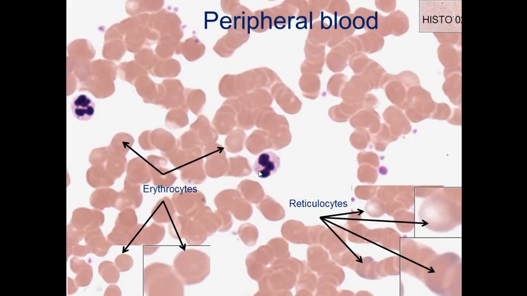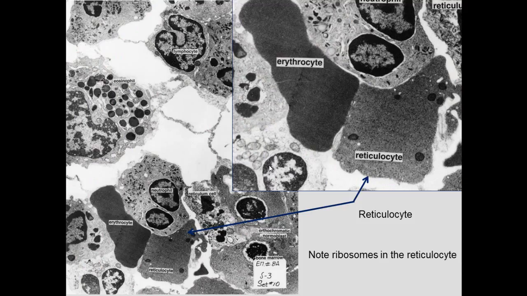We see a couple of neutrophils. And here we can see these are erythrocytes, electron microscopic view, which is very dense because of the high concentration of hemoglobin. But if you look at a reticulocyte, you can see a little bit of mitochondria in there, but also you can see ribosomes. It still has the ribosomes, which give it its blue tint.